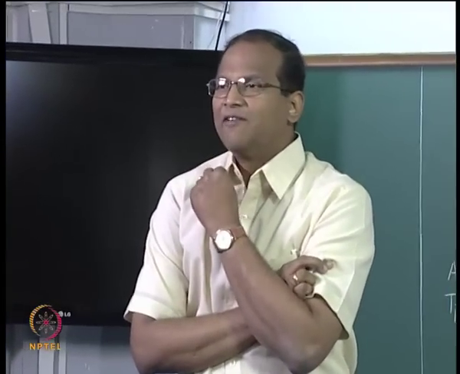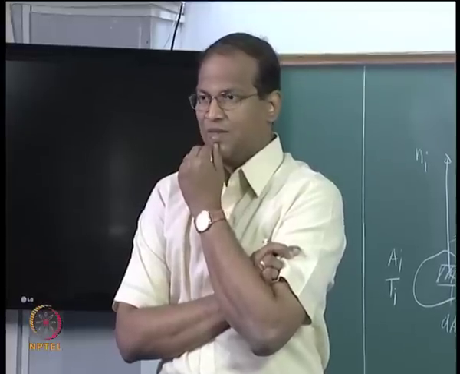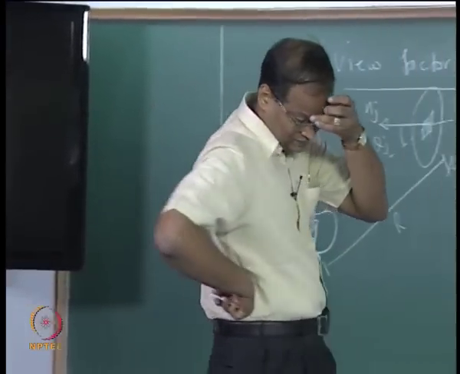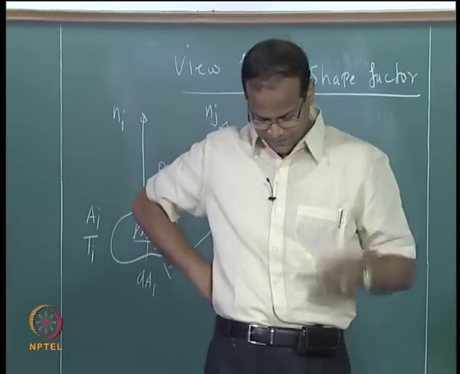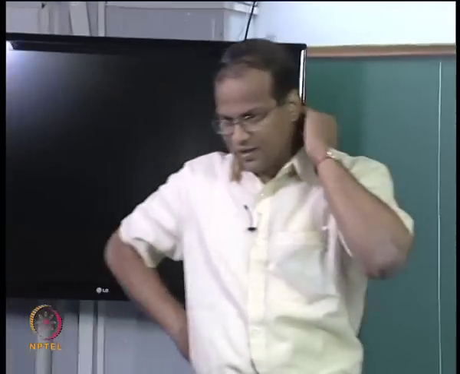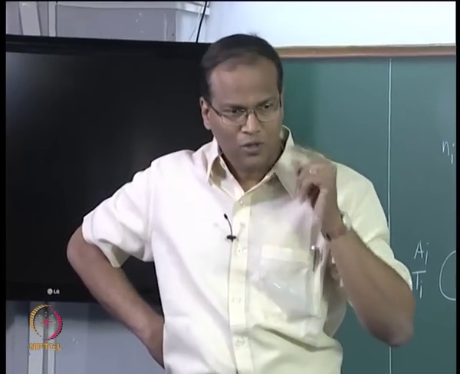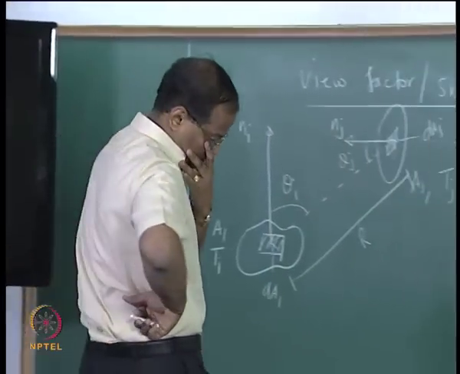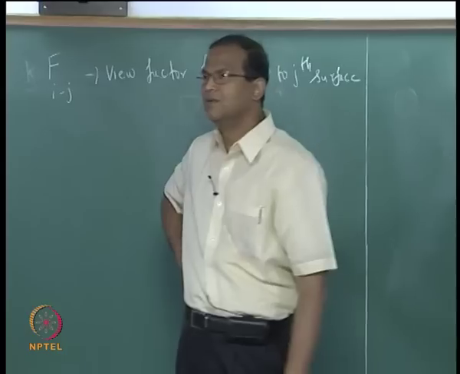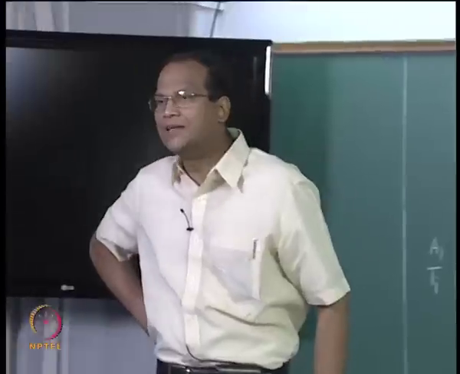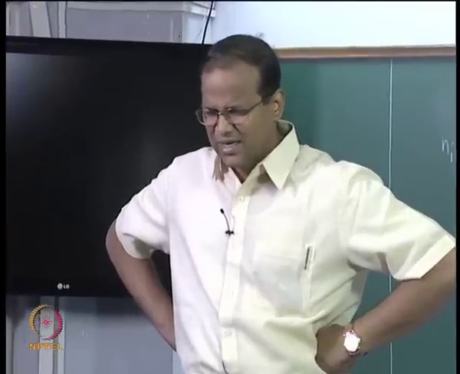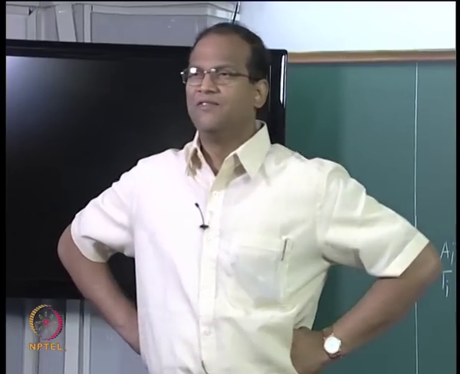So, we can take down this definition. The view factor Fij between two finite areas Ai and Aj, denoted by Fij, is the fraction of the radiation leaving the surface I that is intercepted by the surface J.